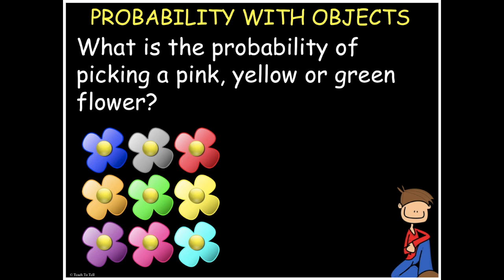What is the probability of picking a pink, yellow, or green flower? So I see 9 flowers, hopefully you do too, and find the pink, yellow, and green flower. Pink, yellow, green, 3 out of 9, and 1/3.